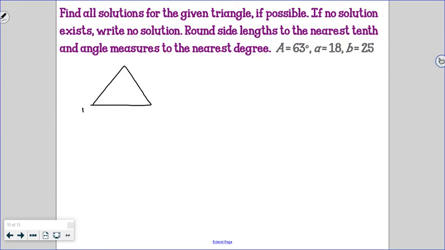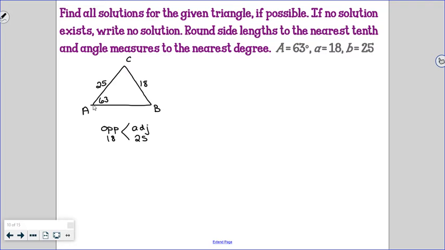Draw yourself a picture of the information. A is 63 degrees. Little a is 18. B is 25. And I ask myself, is this a side-side-angle? Yes. So that's where we start comparing our opposite to our adjacent. Opposite being 18, adjacent is 25. And again, we see our opposite is less than adjacent.